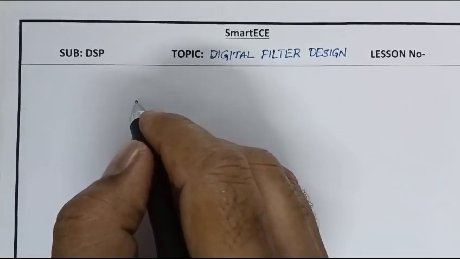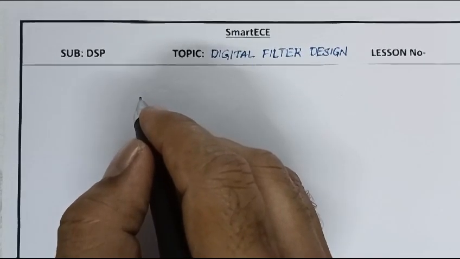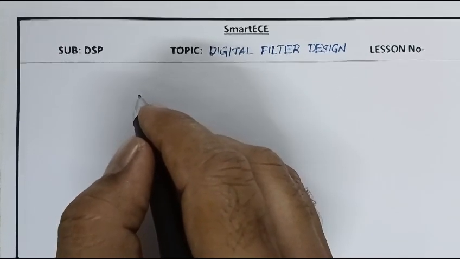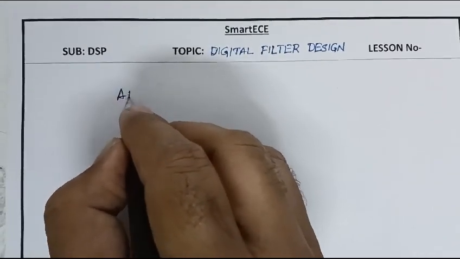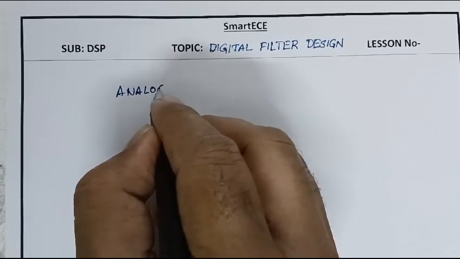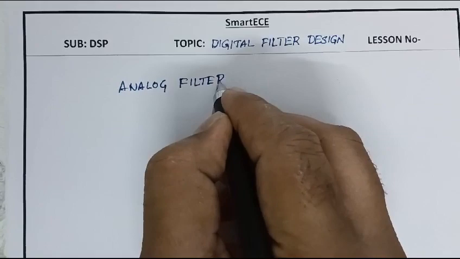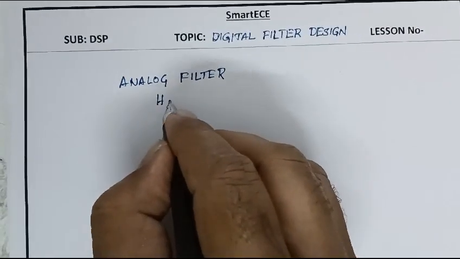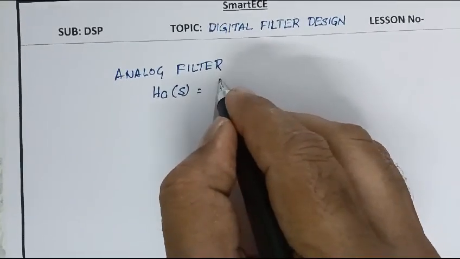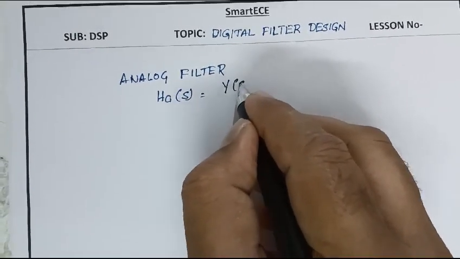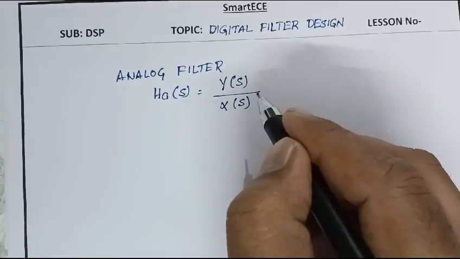Today we'll discuss how to design a digital filter. Actually, so far we don't have any direct methods to design digital filters. First, we have to design an analog filter whose transfer function has to be defined something like HA of S, which is equal to the Laplace transform of an output divided by the Laplace transform of an input.